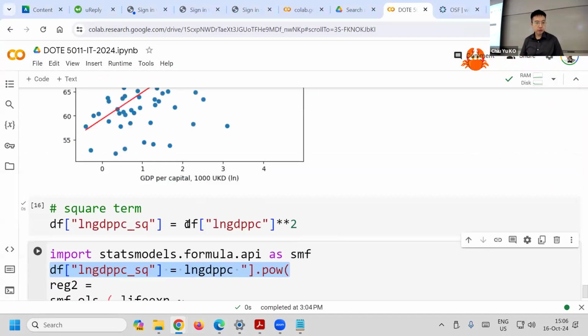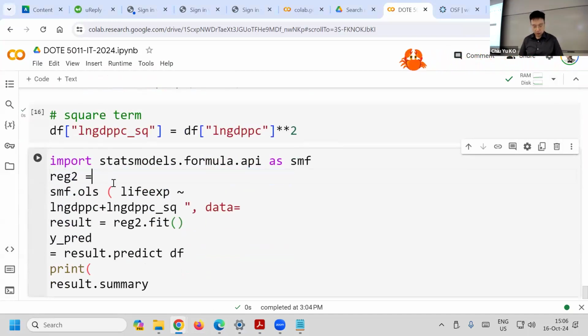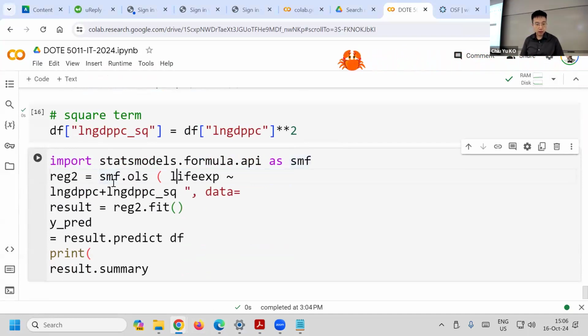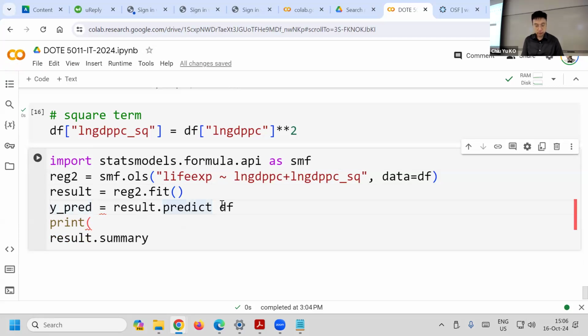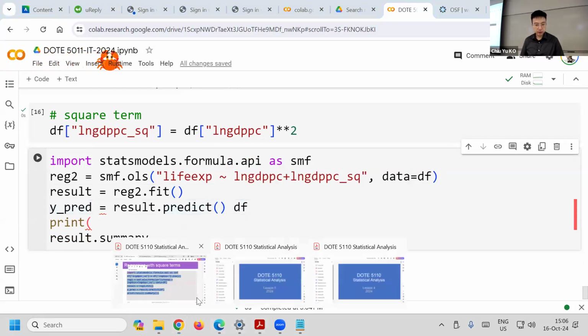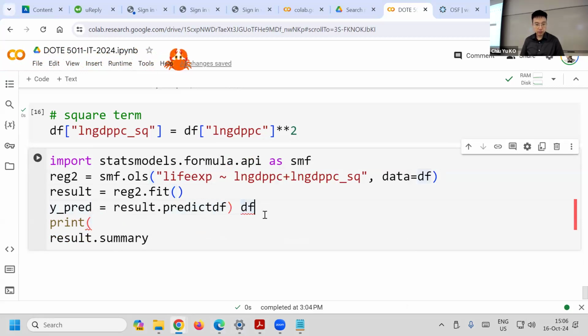I don't need that already, right? So I don't need that part. And run the regression, based on y equal to this value of x, okay? And the data is the df, right? And I fit, predict based on x. Oh, I don't think I need that part yet. Yeah. df there.